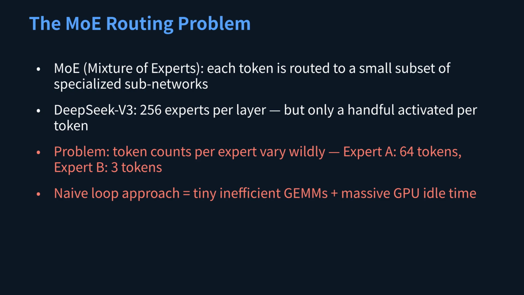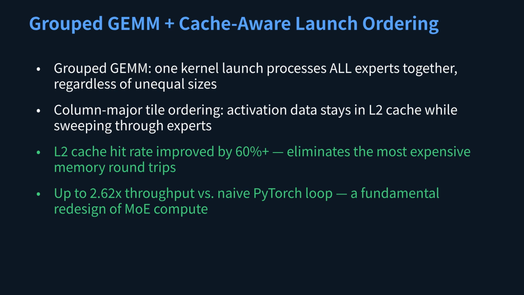This creates a real problem. The number of tokens assigned to each expert varies unpredictably. Expert A might get 64 tokens. Expert B might only get 3. If you run these as separate matrix multiplications in a loop, you end up with tiny, inefficient operations and a lot of idle GPU cores. DeepGEMM solves this with grouped GEMM, a single kernel launch that handles all expert computations together, regardless of their individual sizes. But there's a clever trick on top of that.